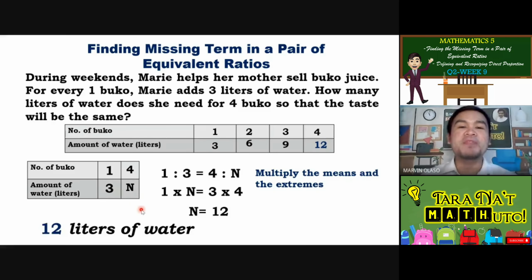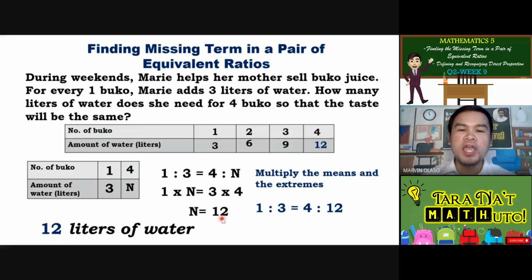Okay? We have now the final answer, 12 liters of water Marie needs in order to put so that the taste will be the same. Okay, yan ang kanyang ilalagay. Now, what if I want to check? How are we going to check? No, the last step in solving the problem is to check now your answer. Paano, sir? Simple lamang po, using again multiplying the means and the extremes. So we have now substitute the value, di ba? We have 1 is to 3 is equal to 4 is to n.